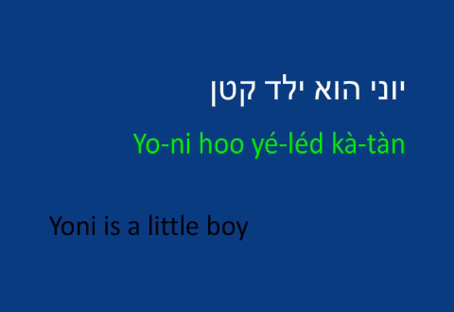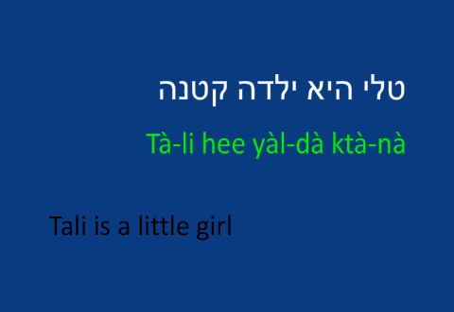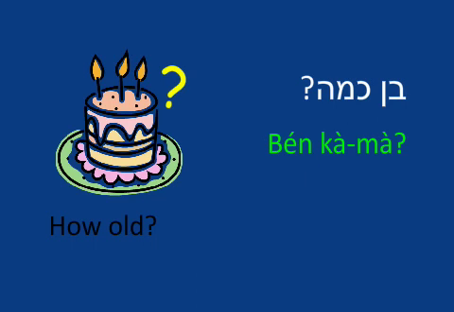Let's see it used in a sentence. Noah, how about Yoni is a little boy? Yoni hu yeled katan. Yoni hu yeled katan. And Tali is a little girl? Tali hi yalda ktana. Great.